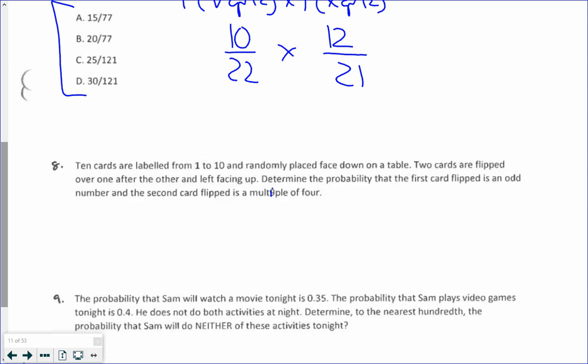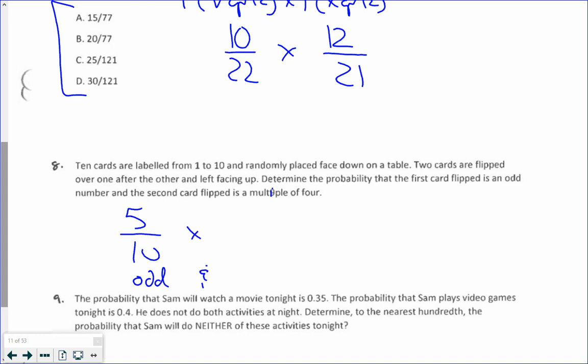Okay. 10 cards are labeled 1 to 10. They're placed down. You're going to flip a card over, and then you're going to flip another card over. Determine the probability that the first card flipped is an odd number. So how many odd numbers do you have from 1 to 10? 1, 3, 5, 7, 9. 5 out of the 10 are odd. Now, are you flipping one card and another card, or one card or another card? And.